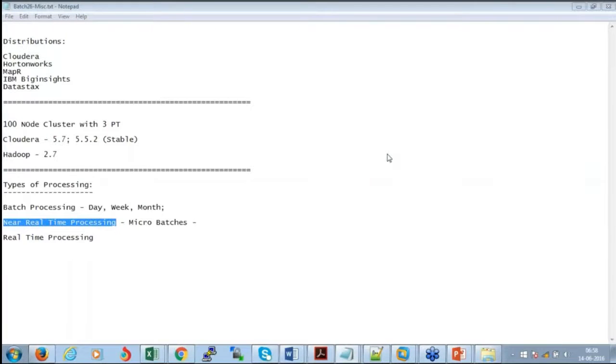So what is a batch? Like I told, a group of data that is accumulated for one day is called a batch. Because you are running once in a day, you are accumulating the data that needs to be processed for all the day, and you are running it. That particular time interval, one day, is called a batch.